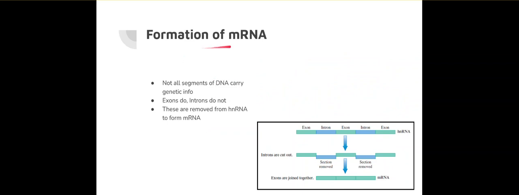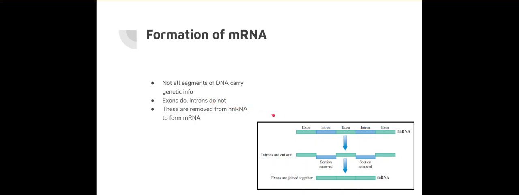Then what happens is the formation of the messenger RNA. Not all segments of a DNA carry genetic information. They actually don't know why this is, but my guess is it has to do with protecting from mutations and that kind of a thing, but I'm no biologist, I don't know. Exons are sections of DNA that have genetic material, and introns do not.